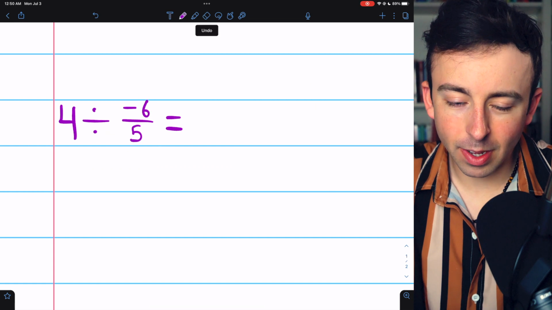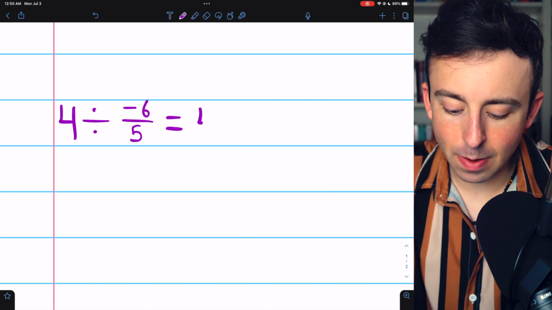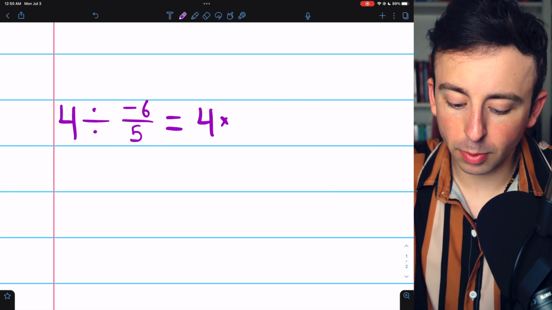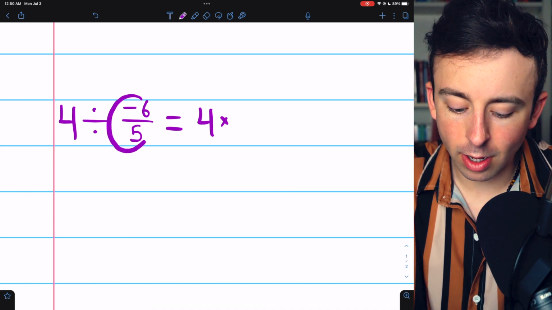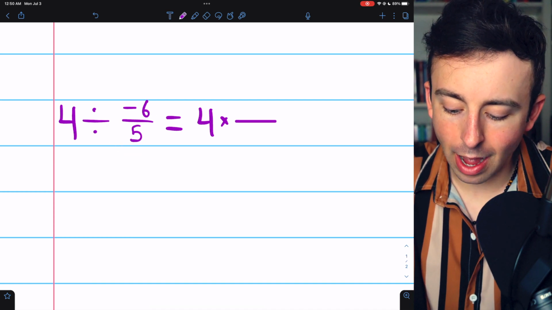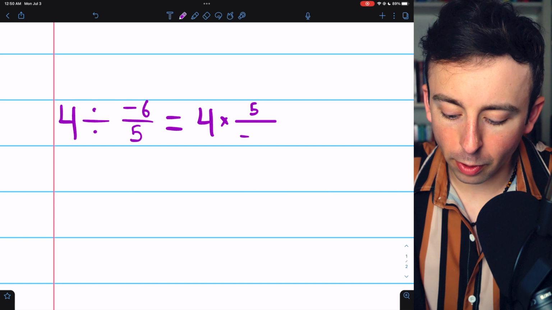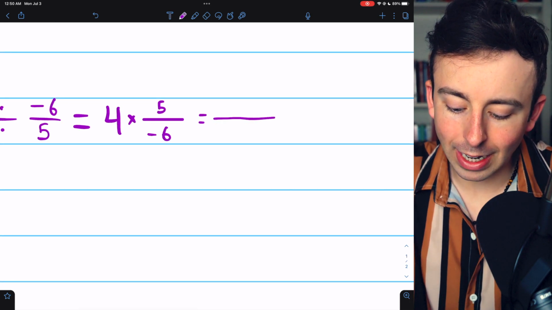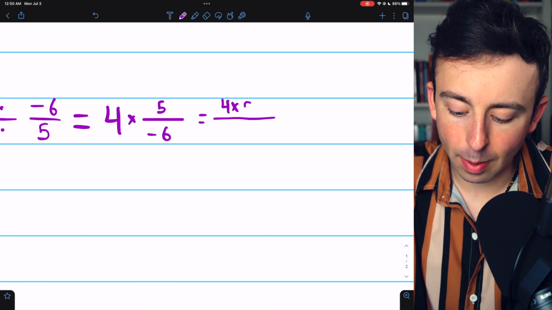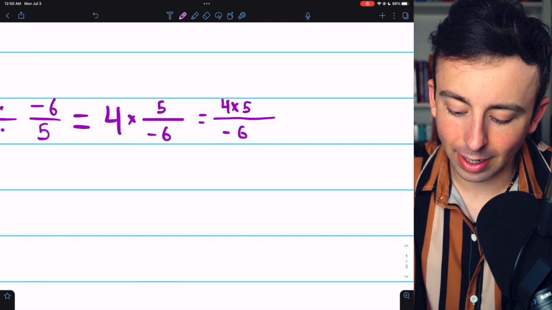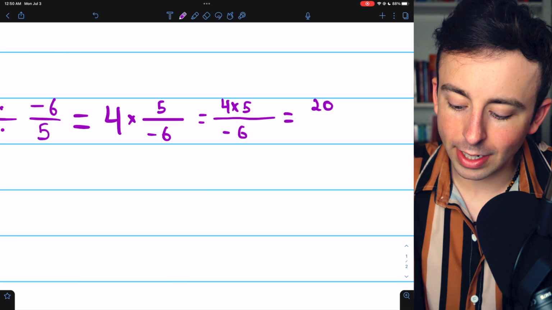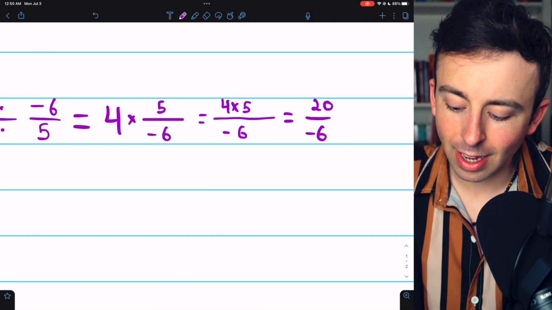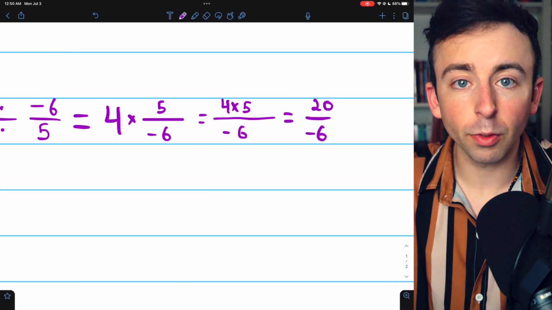This one has a negative in it. Everything works the same way. Keep the 4, switch the division to multiplication, flip the fraction from -6 over 5 to 5 over -6. Then 4 times 5 over -6 is equal to 20 divided by -6, and then we just need to reduce this fraction.